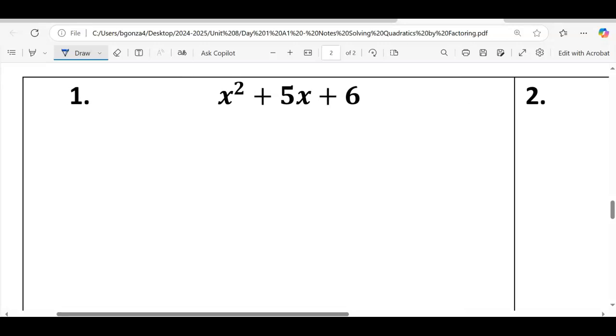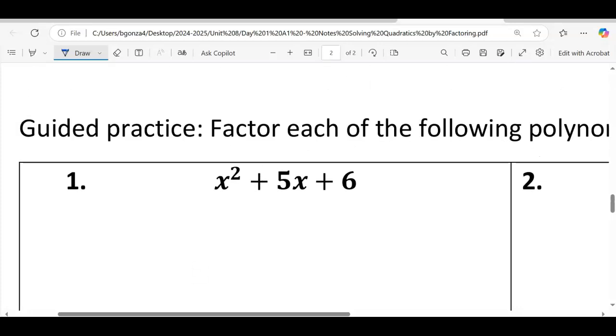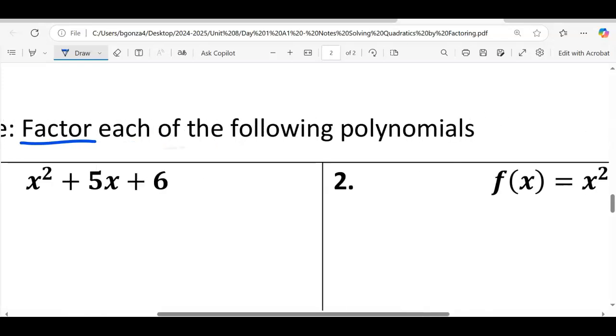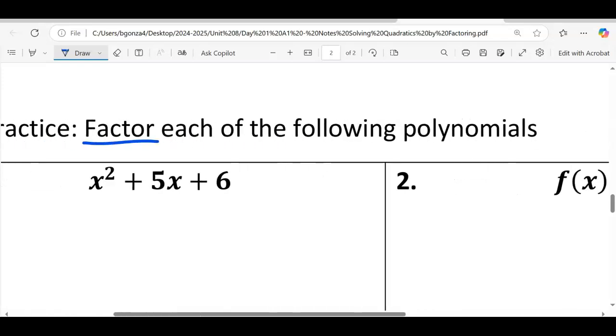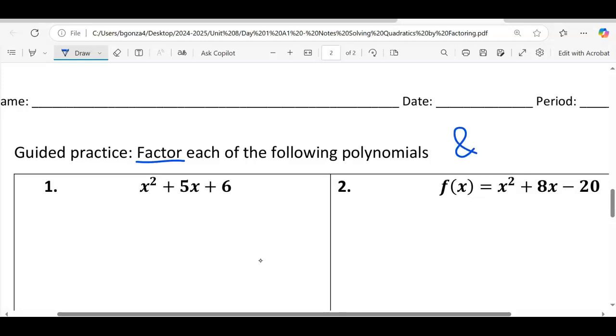Number 1, okay? This is a trinomial. I see x squared, x, and a number, okay? And the instructions are factor and then solve is what we need to do. Factor each of the following polynomials and solve, okay? We're going to solve it too.